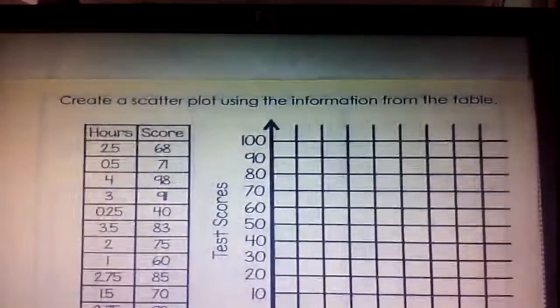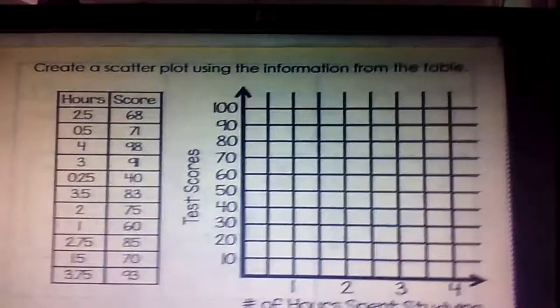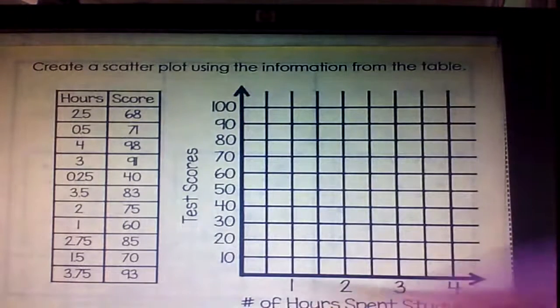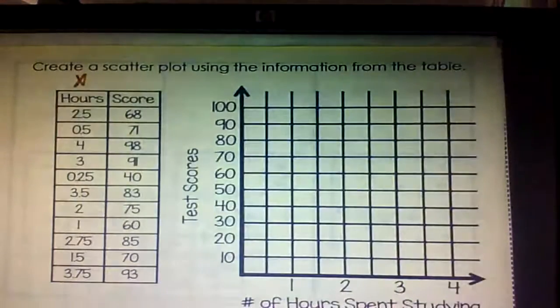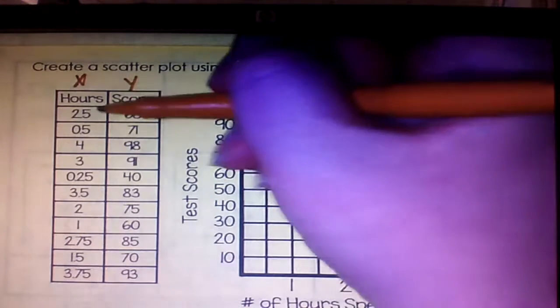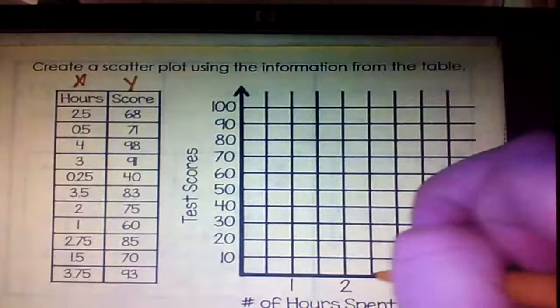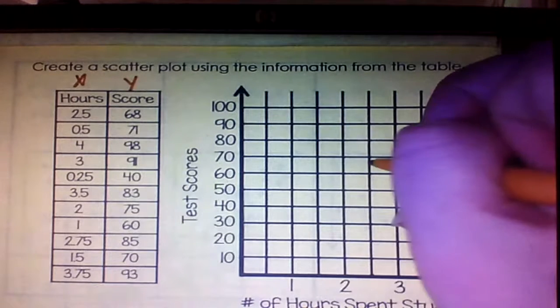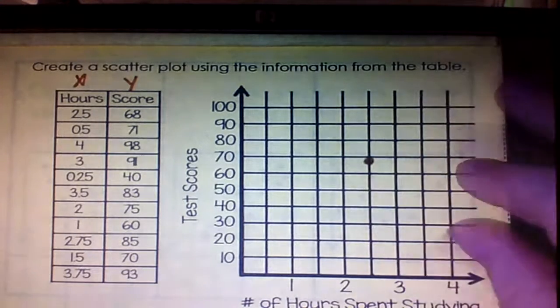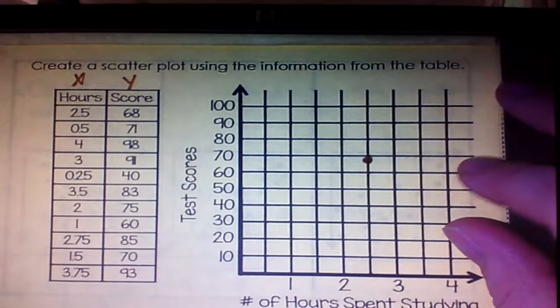All right. So, creating a scatter plot. It's literally like putting dots on a graph using X and Y. My hours are along the bottom, so that's my X value. My scores are along the side, so that is my Y value. So we needed a point at 2.5, comma 68. So 2.5 is here, and 68 is around about here-ish. It's not going to be perfect. That's okay.